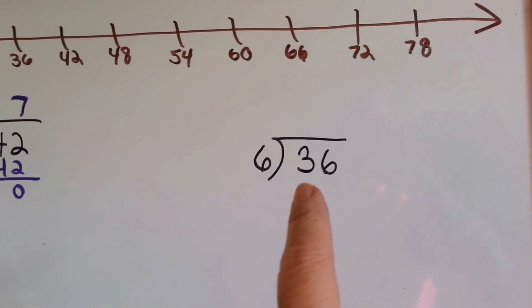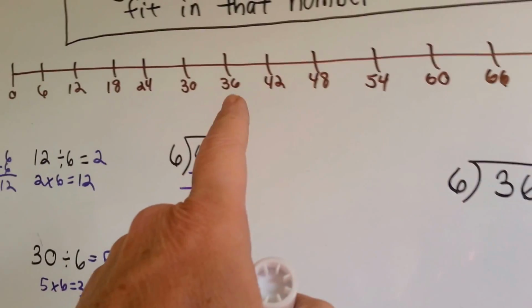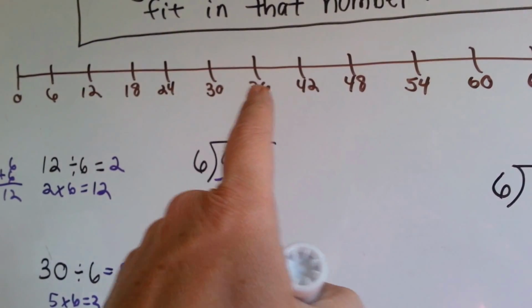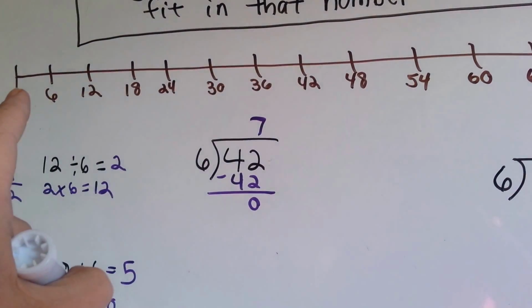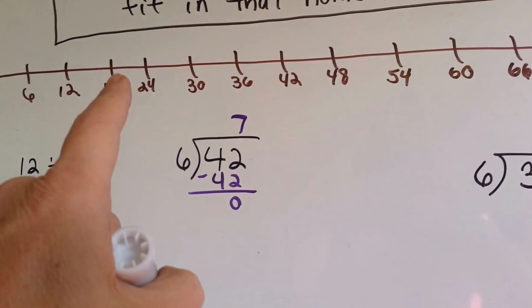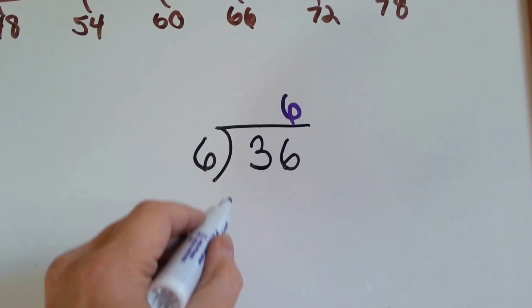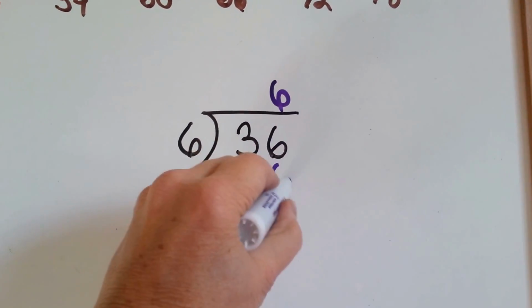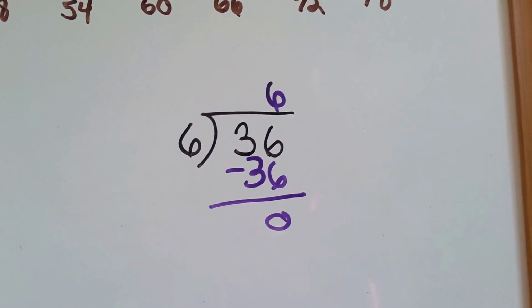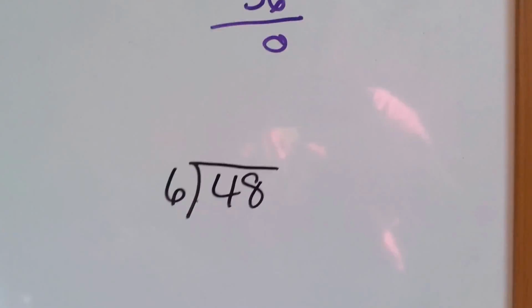6 goes into 36 how many times? Well, here's 36 on our number line that's counting by 6's. Let's see how many to get there. 1, 2, 3, 4, 5, 6. 6 goes into 36 6 times. See? 6 times 6 is 36.